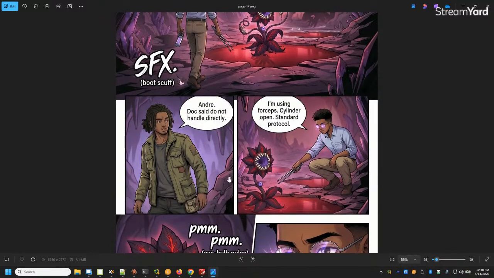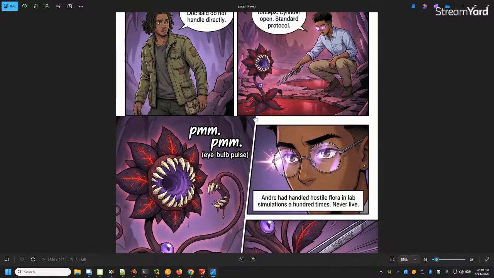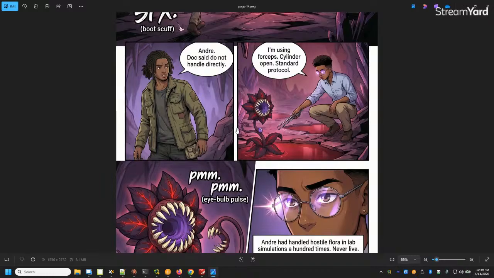Doc said, "Do not handle directly. I'm using forceps. Cylinder open." Now, of course, a plant that looks like this, and you're trying to grab it with these. You are one brave soul, especially if you don't have any background information on this plant.